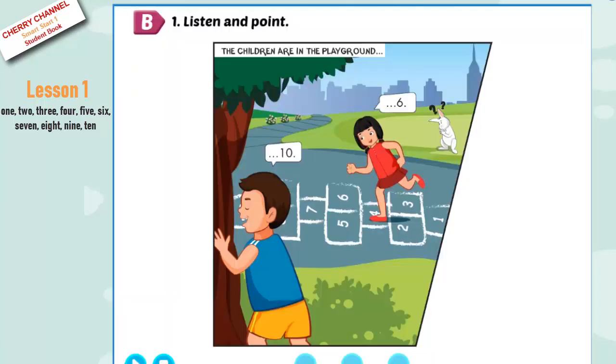B. 1. Listen and point. The children are in the playground. 1. 1, 2. 3, 4, 5, 6, 6! Yay! Two. Go!